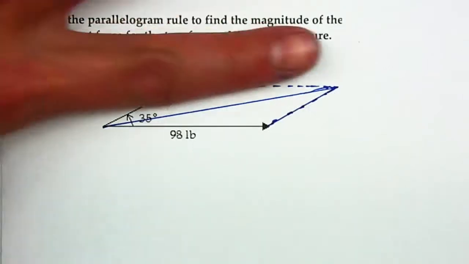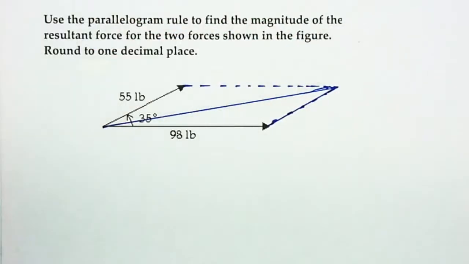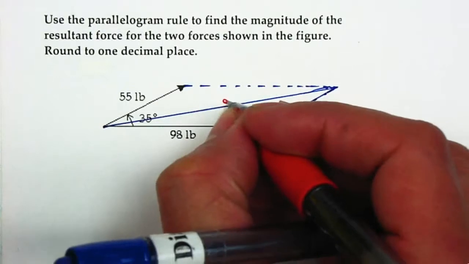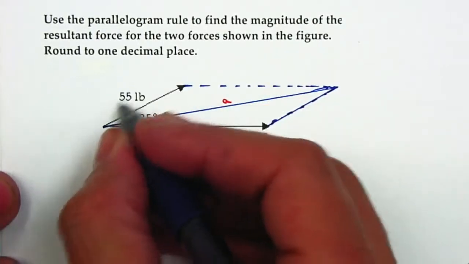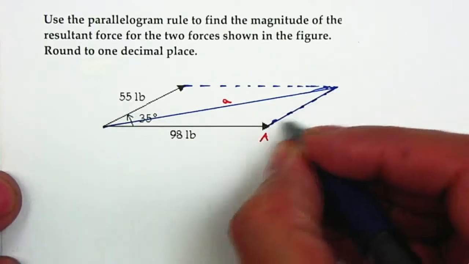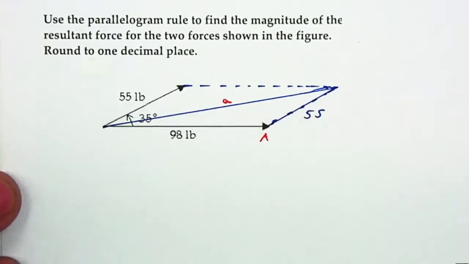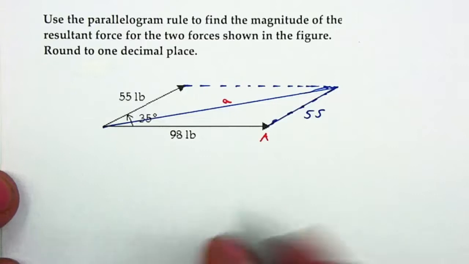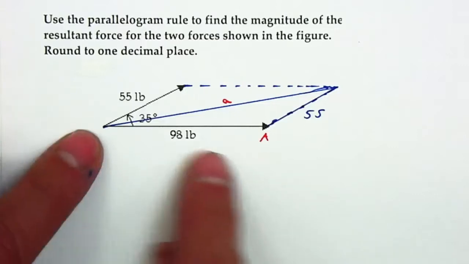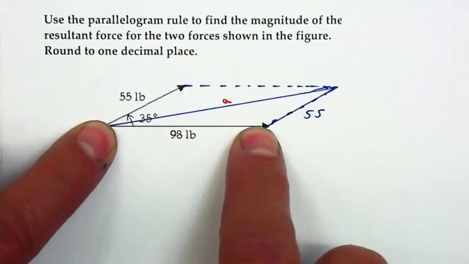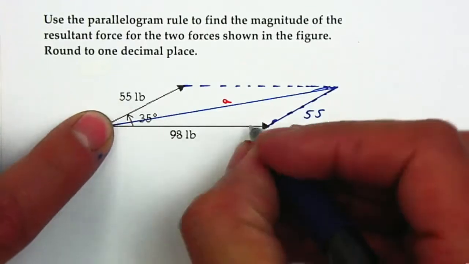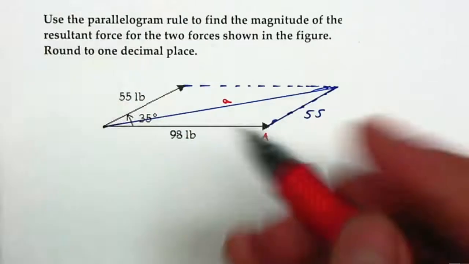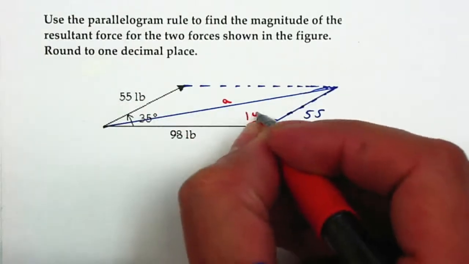So therefore, we are going to be working with this triangle, and we're trying to find the length of this side. We're going to call that A, and this will be angle A. This is 55 pounds, so since we copied it over to this side, this is also 55 pounds. Now we know that on a parallelogram, consecutive angles add up to 180. So I'm going to subtract 180 minus 35, which gives me 145. This angle here will be 145 degrees.